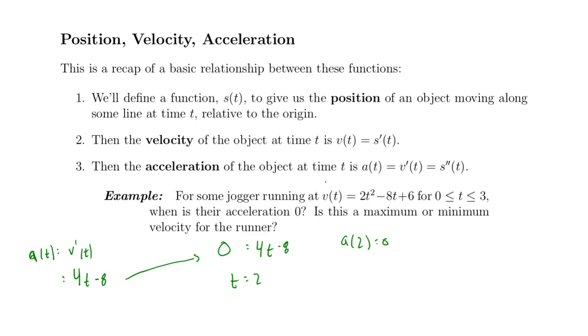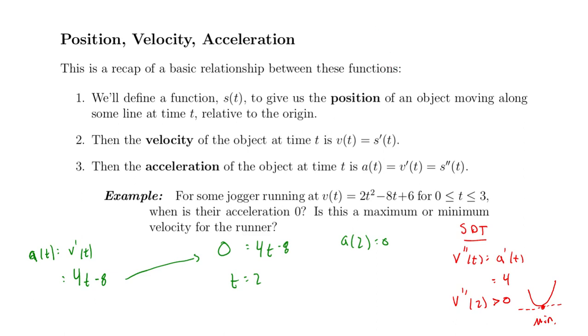Then we can answer the question, is this a maximum or minimum velocity for our runner? What we could do here is the second derivative test. The second derivative test of velocity is the first derivative of acceleration. So it's just 4. When we plug in our t value of 2, we get something that's positive, meaning our velocity function is concave up with this horizontal tangent line. So this is a minimum velocity.